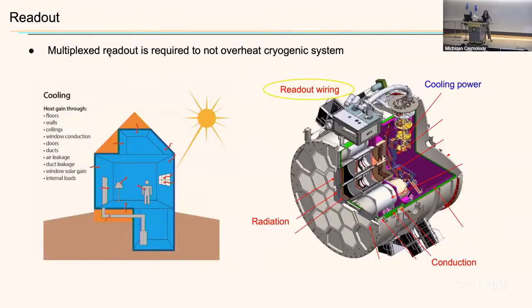We cannot put in one wire for every detector. We would easily overwhelm our system. So we need to read out multiple signals from different detectors on each wire, and that's what we call multiplexed readout.